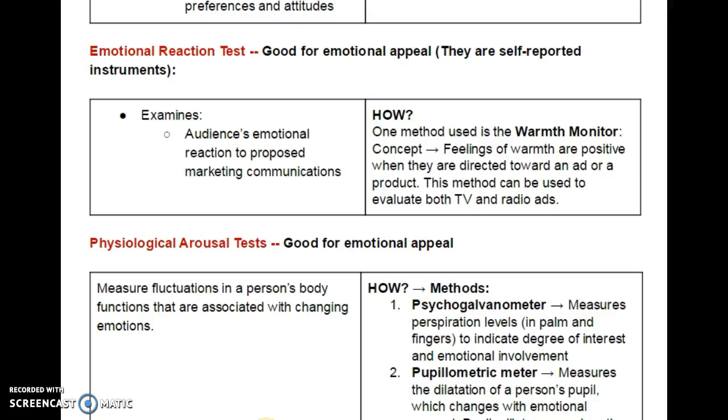Let's go on with emotional reaction test. Good for emotional appeal. They are self-reported instruments. It examines the audience's emotional reaction to proposed marketing communications. How? One method used is the warmth monitor concept. Feelings of warmth are positive when they are directed toward an ad or a product. This method can be used to evaluate both TV and radio ads.